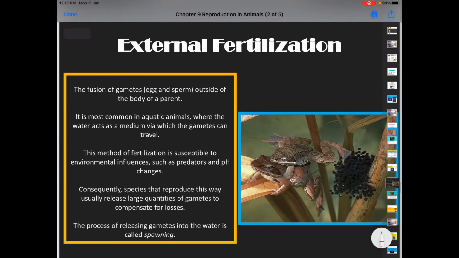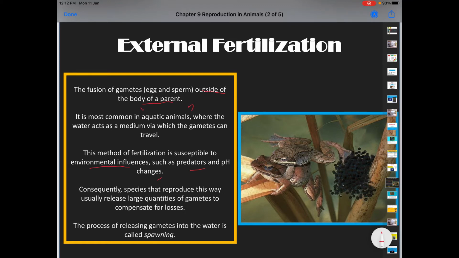Okay, for external fertilization, the process happens outside of the parent's body. So this is very common among aquatic animals. They need a medium to transfer their gametes outside, normally water. Besides acting as a medium, the water also helps the sperm from the male organism to swim towards the egg. This method of fertilization is susceptible to environmental influences such as predators and pH changes. That's why when the parents produce the sperm and eggs, they will produce them in large quantities.